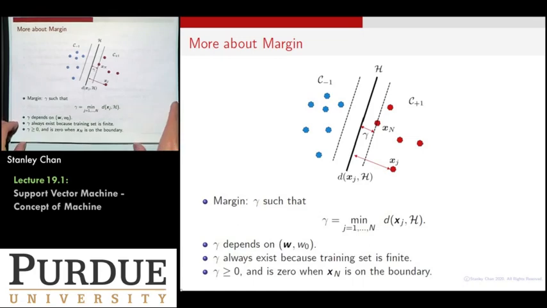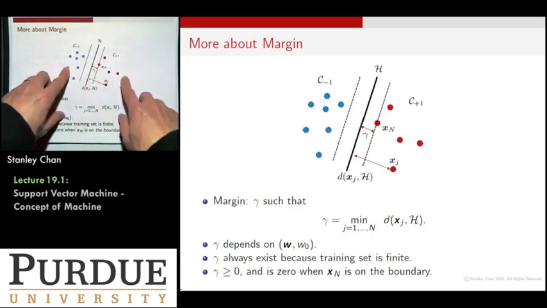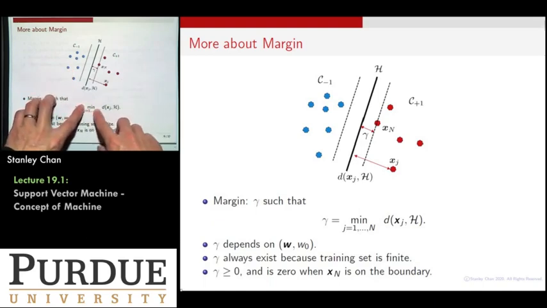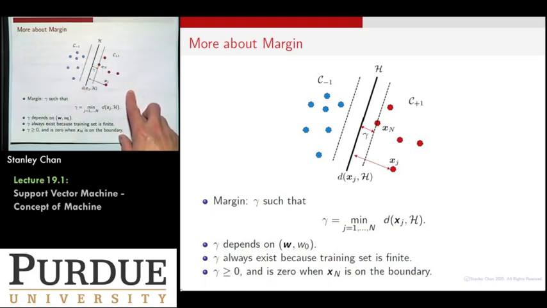Okay, so just a few comments here. This gamma, this margin, depends on W and W0. And if you have a finite set of data points, this min operation is well defined. Okay, and that also works when the red point is on the other side of the separating hyperplane because it's unsigned, so you can always calculate that number. Gamma is always positive because it's unsigned.